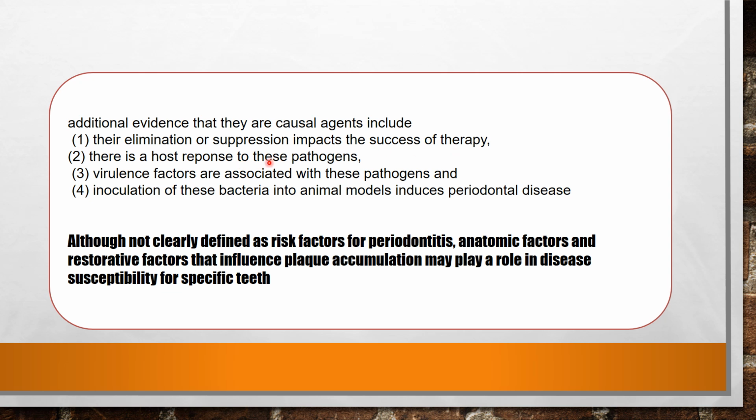There is a host response to these pathogens. Virulence factors are associated with these pathogens, and inoculation of these bacteria into animal models induces periodontal disease. So these are the additional evidence that proves that these three bacteria are the causal agents. Although not clearly defined as risk factors for periodontitis, anatomic factors and restorative factors also influence plaque accumulation and may play a role in disease susceptibility for specific teeth.